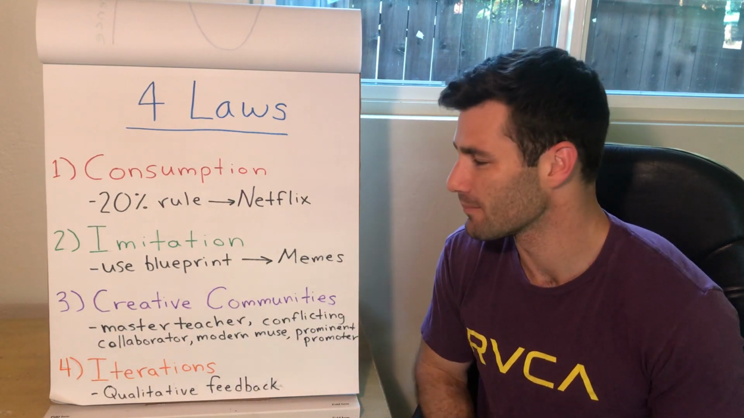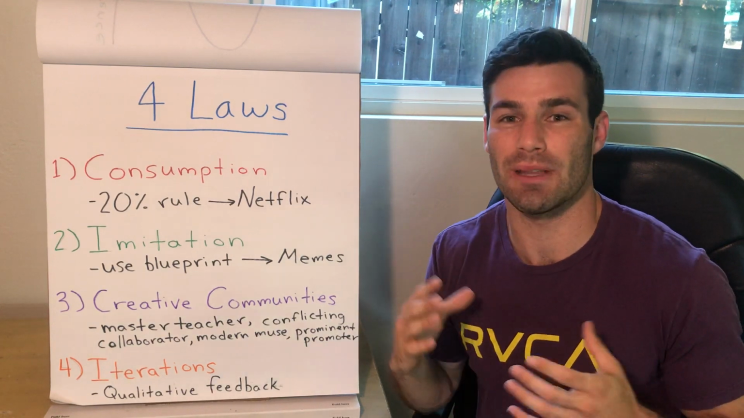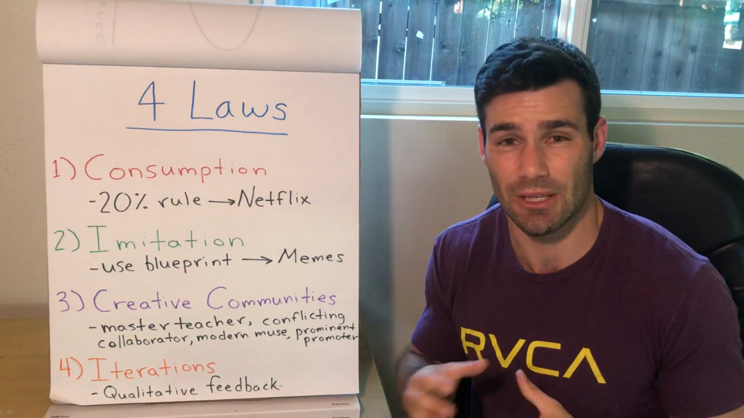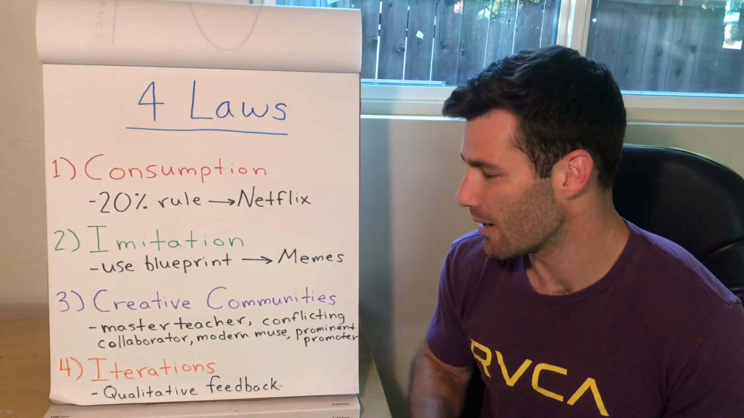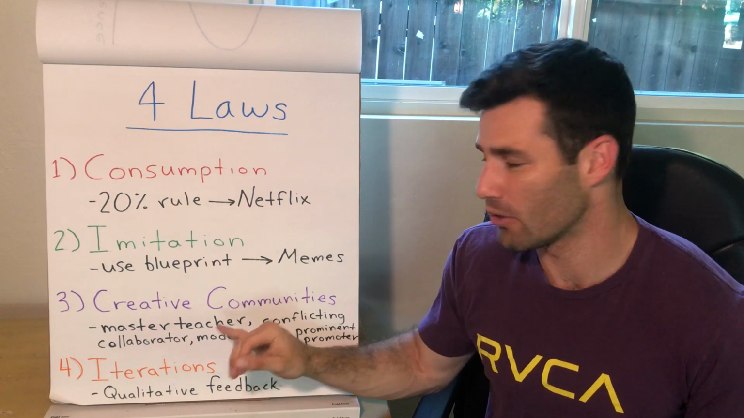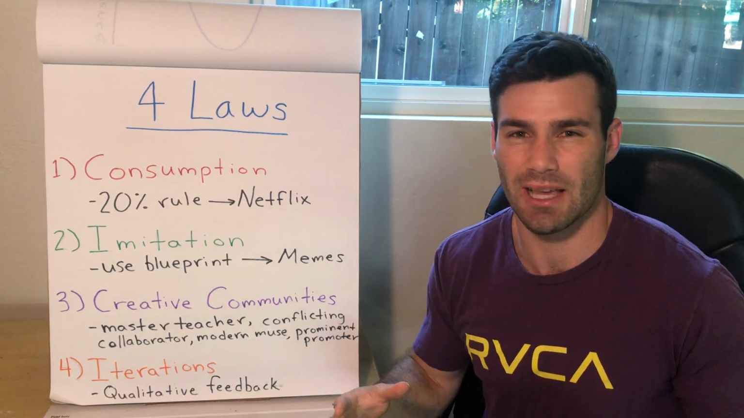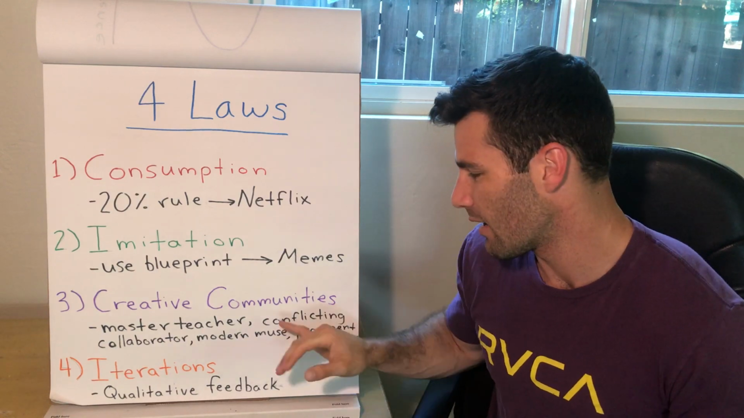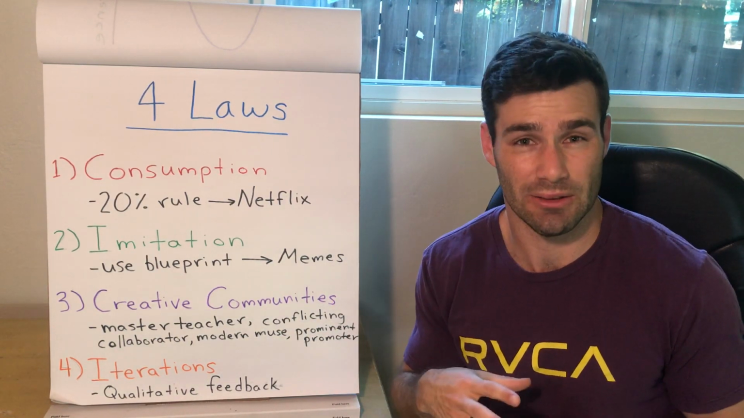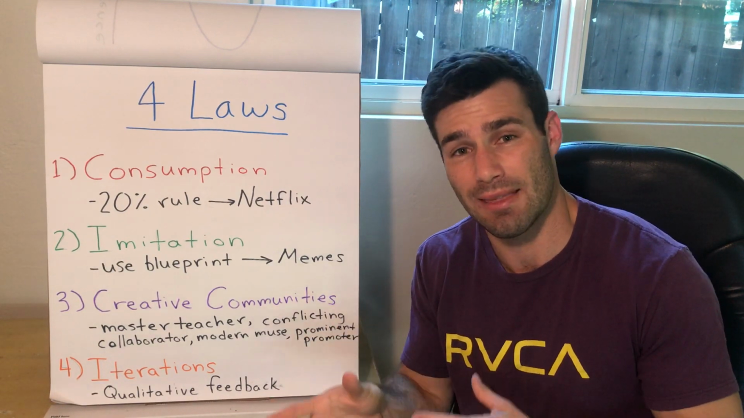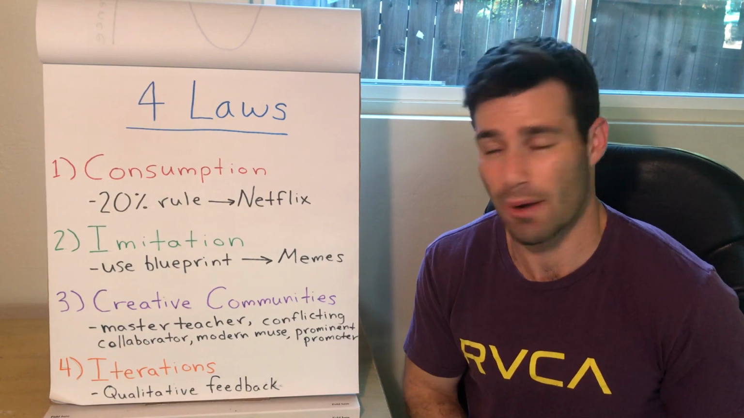Next is creative communities, and this is just surrounding yourself around the right type of people so that you yourself have a team that fosters creativity. So the 4 different people in your team, first is a master teacher, or someone who's just an industry expert, knows the ins and outs of everything. A conflicting collaborator, which is someone who complements your skill set. Maybe you're the idea guy and they're the executor. Maybe it's vice versa, to have that well-rounded team.